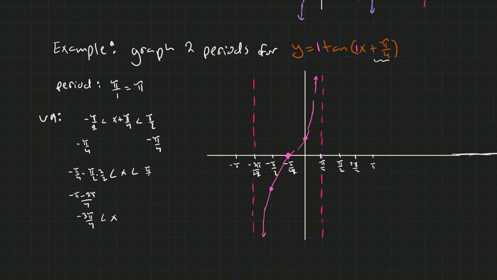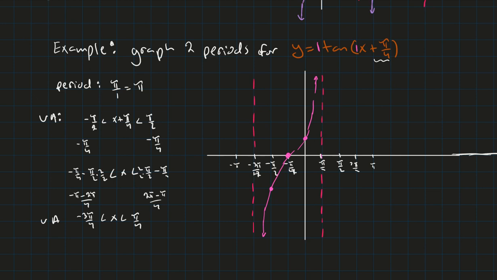And this is pi over 2 minus pi over 4. So multiply by 2, that's going to be 2 pi minus pi over 4. Well, that's just pi over 4 for the vertical asymptotes, which is exactly where we graphed them.